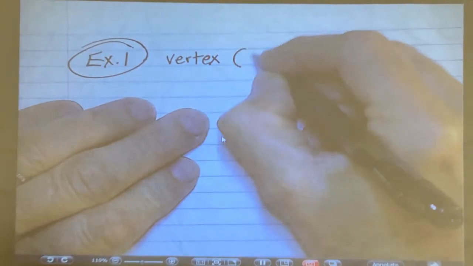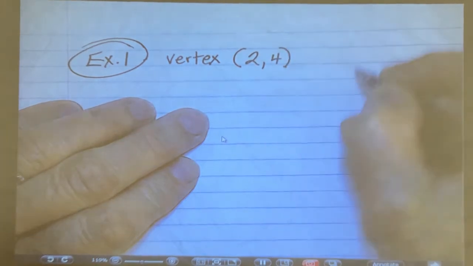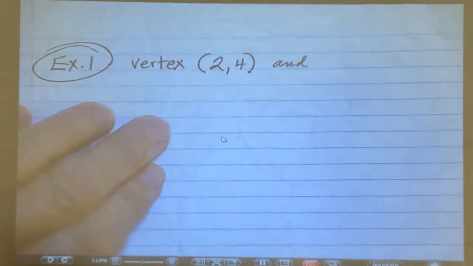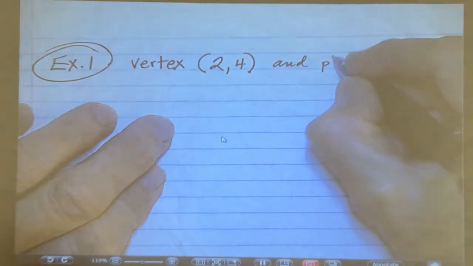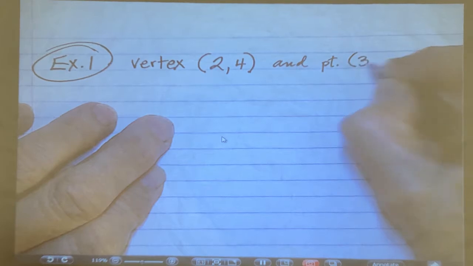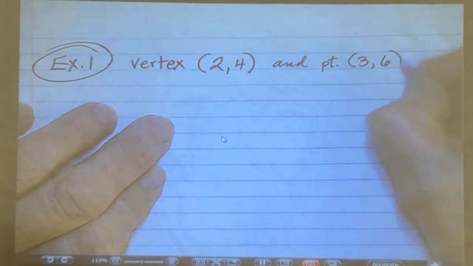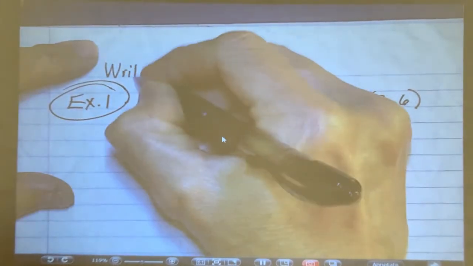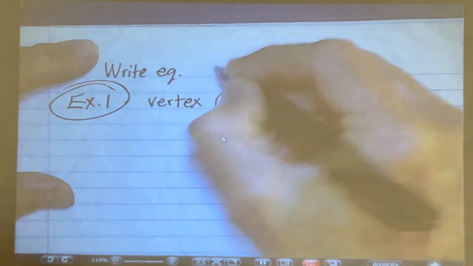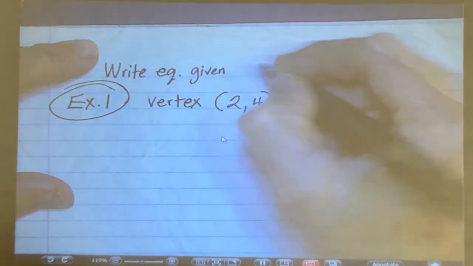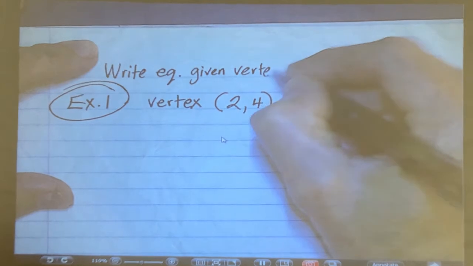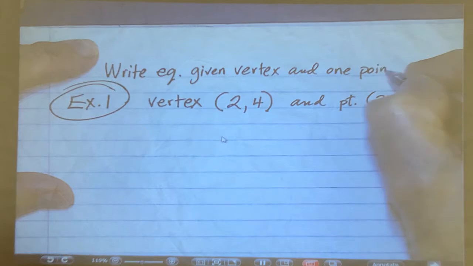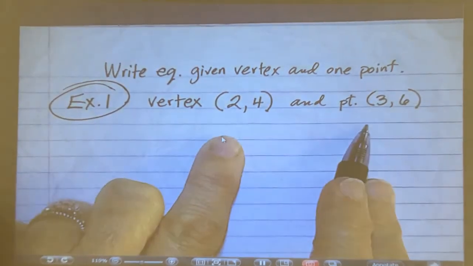What I'm going to provide for you as given information is that the vertex is at the ordered pair 2, 4. And then I'm just going to provide some other random ordered pair somewhere along the parabola. I'm going to say a point is found at 3, 6. So what are we doing with this? You're going to write the equation if you're given the vertex and 1 point. And that's what I've given you, the vertex and 1 point.